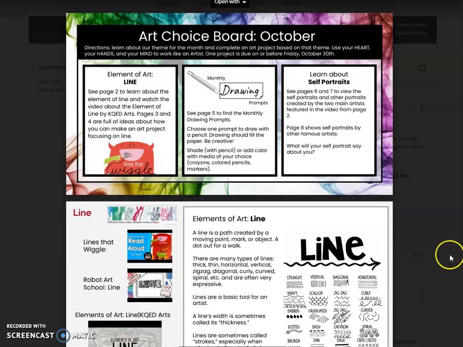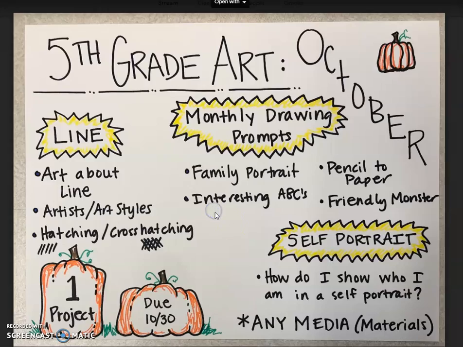So if you were to be taking notes or writing down ideas, these are the important things to remember from today's instruction. For 5th grade art in the month of October, you have 1 project that is due on or by October 30th. You can make a project about line, which could or doesn't have to include hatching or cross-hatching. More information, again, is coming about that next week. You could do one of the monthly drawing prompts, a family portrait, pencil to paper, interesting ABCs, or friendly monster, or you could make a self-portrait.